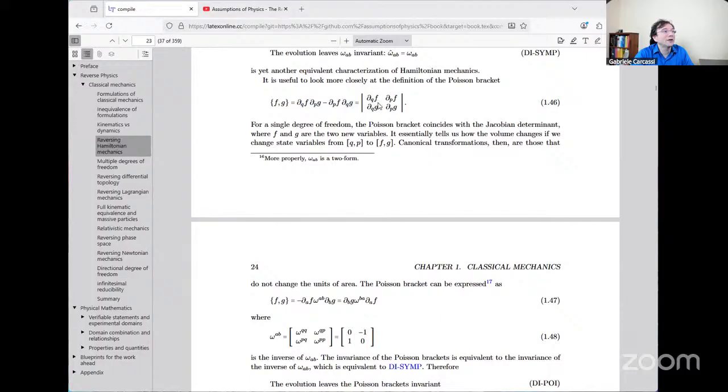What we are showing here is that this expression, the Poisson bracket, is actually the Jacobian determinant. This is F and G with the partial derivatives, as if you were making a coordinate transformation from QP to FG. You can see that the product of the two is this part, and the product of the cross terms is this part. Of course, if you haven't seen the Poisson bracket, this is going to be meaningless to you.